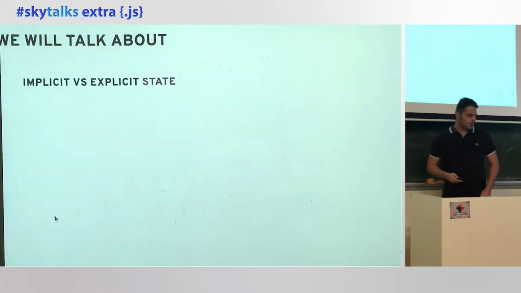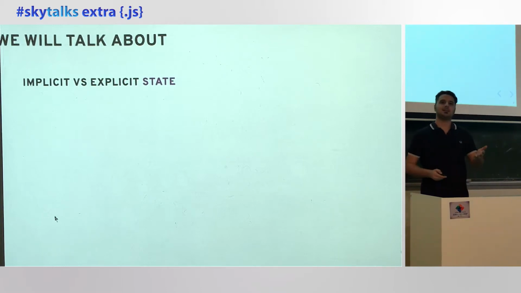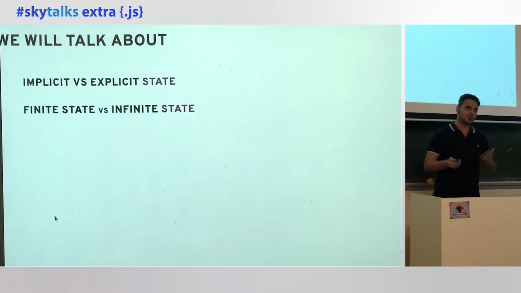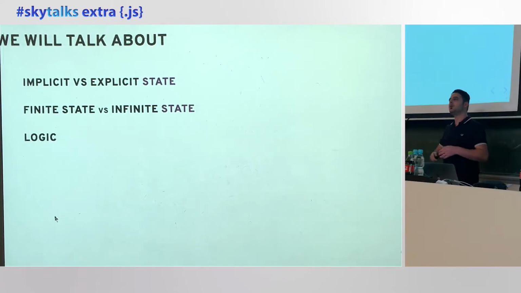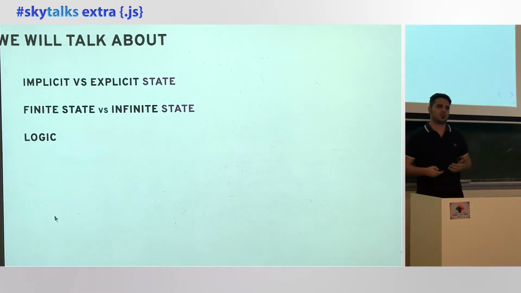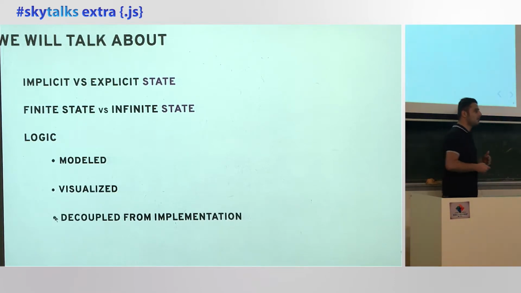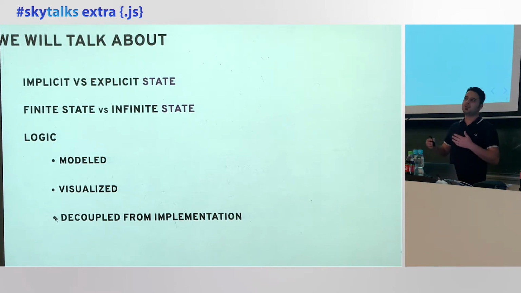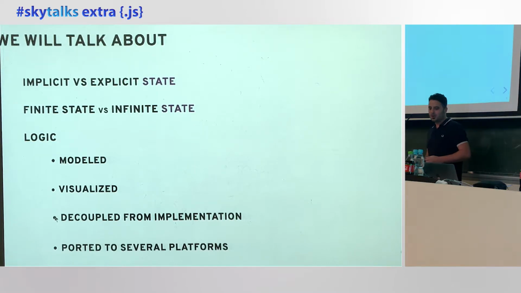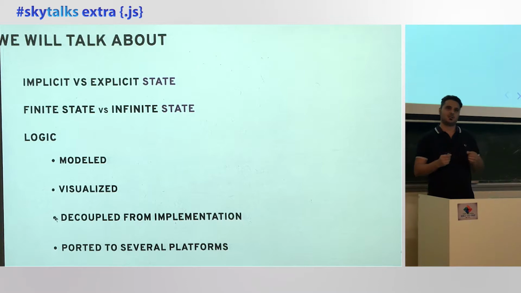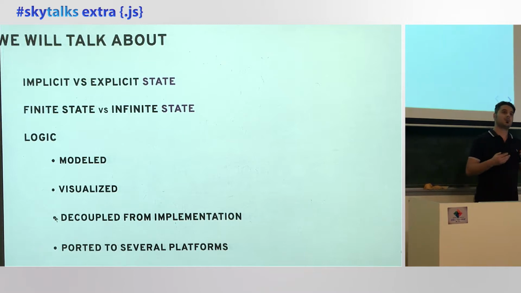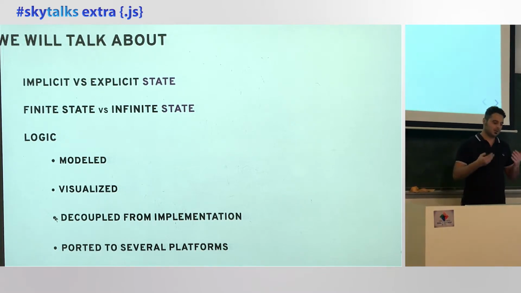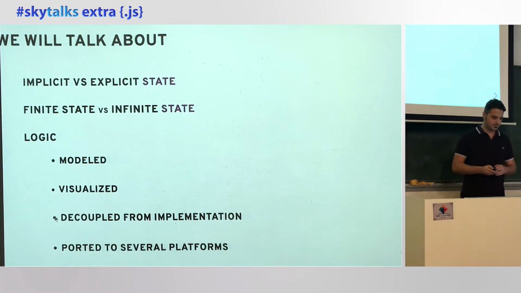So today we're gonna talk about what is implicit state, what is explicit state, how they differ from each other, how we can say that if the state is finite or infinite, and then we will move over to the next part of the talk and we'll talk about the logic, how we can model it, visualize it, and how we can decouple it in a way that instead of getting into the implementation detail, we'd be able to model the logic of some part of our UI. Also, I can show you how you can port this logic per se to different platforms. For example, if you're working with web and mobile at the same time, you want to have isomorphic JavaScript, universal JavaScript on different platforms, you can use this approach to port the logic to different platforms.